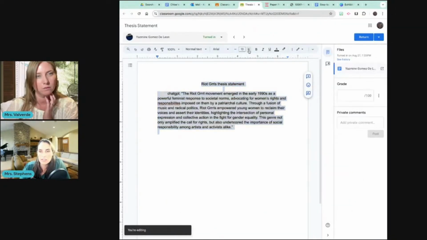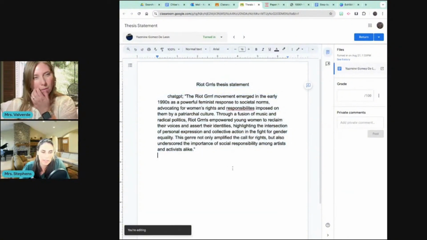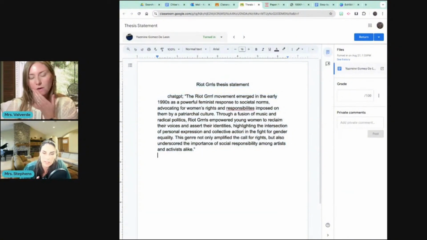Oh, I'm glad she actually listened and tried the chat thing, and then we can see what it says. So chat gave us: the Riot Girl movement emerged in the early 1900s as a powerful feminist response to societal norms. This actually is a good one. Advocating for women's rights and responsibilities. Fix the word responsibilities. Okay, what are those rights and responsibilities of patriarchal culture?